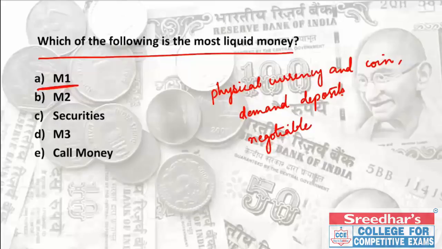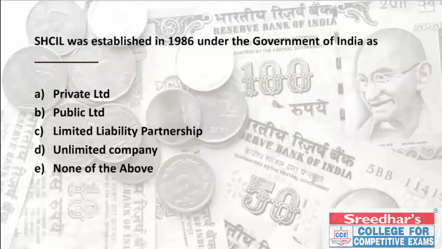So what does money supply mean? It is measured in terms of this. What is the physical currency? How much currency is there? How many coins are there? How many demand deposits are there? And how many negotiable instruments to withdraw amounts are present is called M1 money. So the most liquid money is M1.